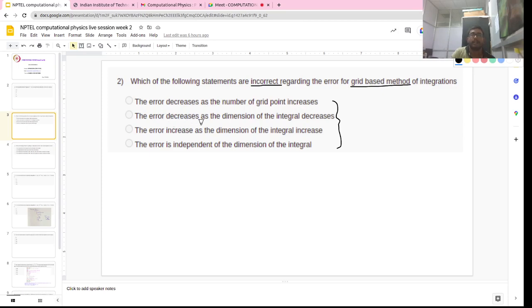Second is: the error decreases as the dimension of the integral decreases. So in the lectures they actually discuss multi dimensional integrals also, right? And we also can discuss that the errors will be of order n to the power minus 2, right? So what happens is, let's say you have a k dimensional space. So the total number of grid points there will be n to the power k, correct? If n is the number of grid points in a particular dimension, okay?